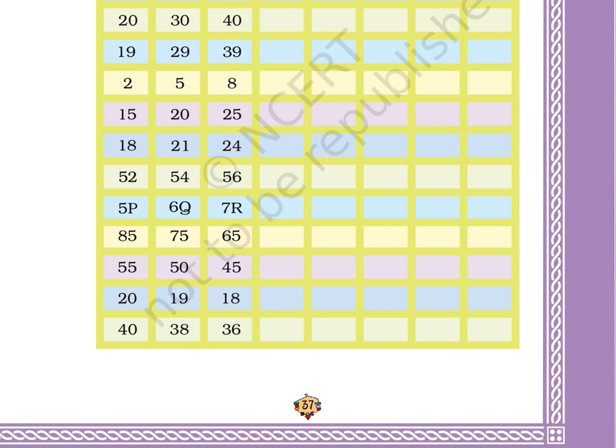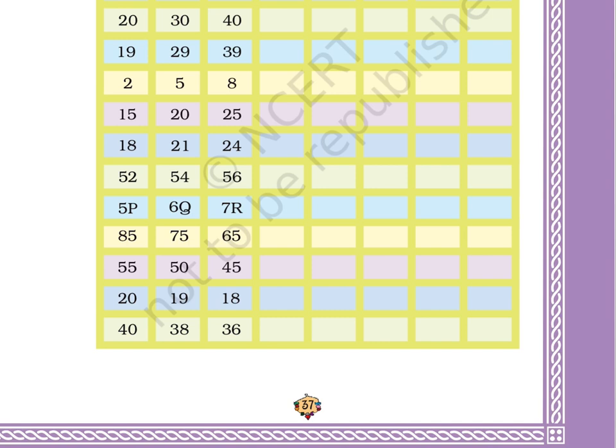Row 11. Box 1, number 52. Box 2, number 54. Box 3, number 56. Box 4, 5, 6, 7 and 8 are kept blank. Row 12. Box 1, number 5, capital P. Box 2, number 6, capital Q. Box 3, number 7, capital R. Box 4, 5, 6, 7 and 8 are blank.